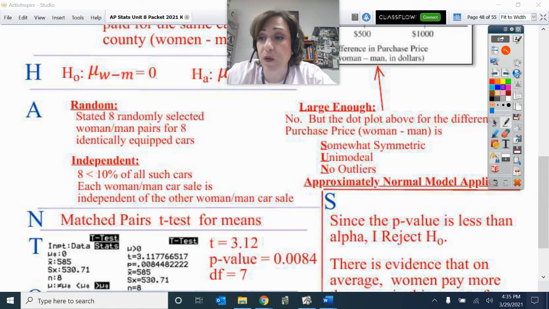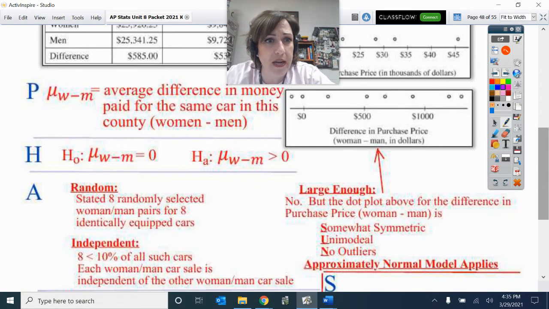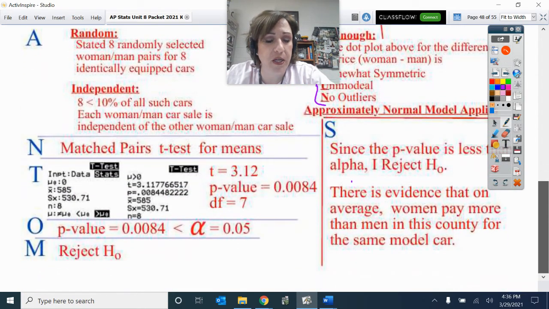Now, the sample was not large enough, absolutely not large enough. There's only 8 pieces of data. But the dot plot above for the differences in the purchase price, women minus men, shows somewhat symmetric, unimodal, and no outliers. Is that really that way? I don't know, but I'm going to state that and move on. So I'm going to assume the approximately normal model applies. Here's the name: matched pairs t-test for means.